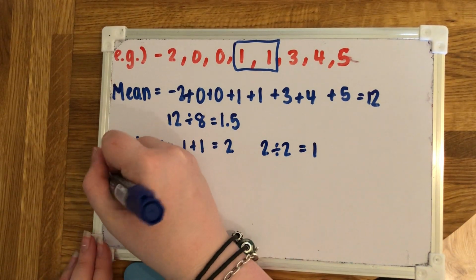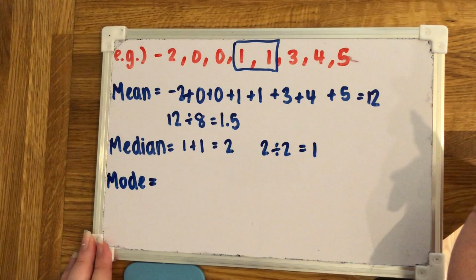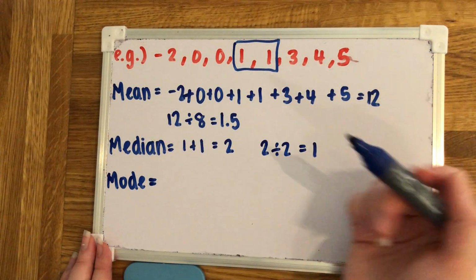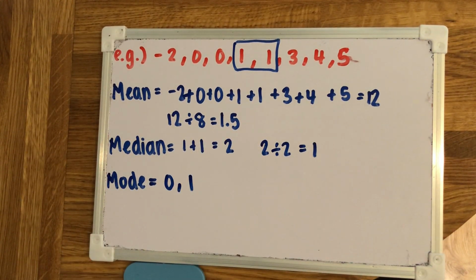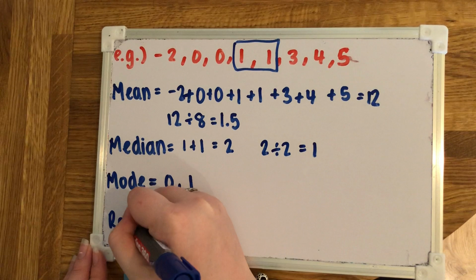Okay, next, the mode. So the mode is the most common one. So we've got 2 1s and we've got 2 zeros, whereas the rest only got 1 of them. So the mode is going to be 0 and it's going to be 1. Okay, and then lastly is the range.